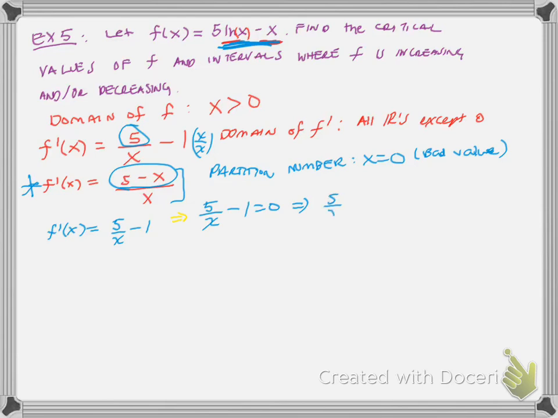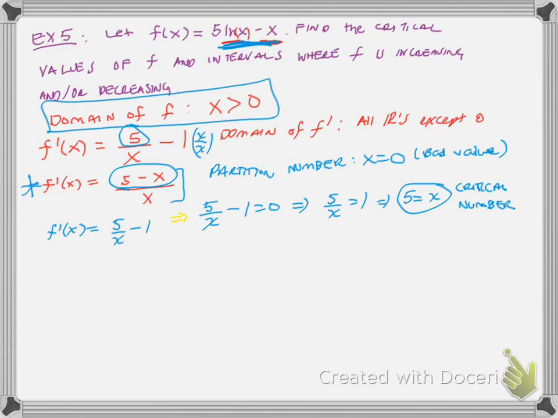All right, so that's adding 1 to both sides, multiplying by x on both sides, and then x equals 5. So we have 2 partition numbers, and 1 is actually a critical value because 5 is in the domain. Remember, it's in the domain of f because the domain is all positive numbers. So 5 is in the domain. So 5 is a critical number, but 0 is not.